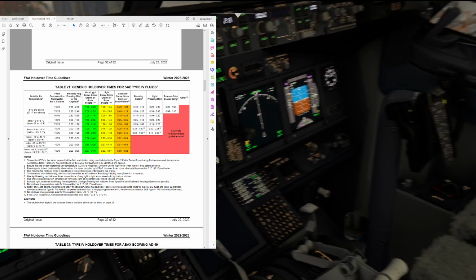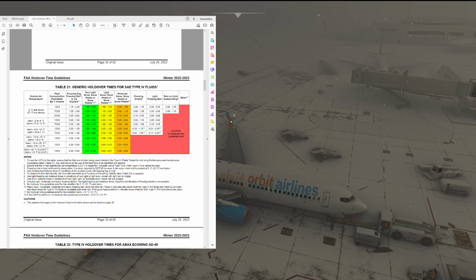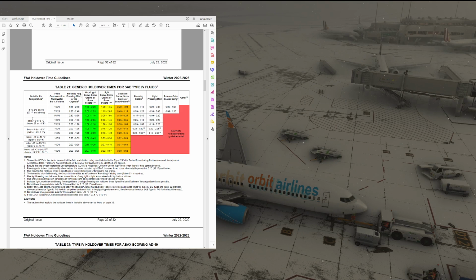Outside air temperature in our case is -5 degrees centigrade, and we selected a Type 4 fluid at 100% concentration. So in the holdover time table, that means we enter over here, temperature between -3 and -8 at a 100% concentration. Next up, we have to determine the level of precipitation or the level of the icing in which we are.